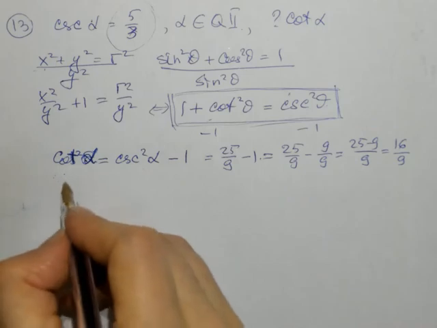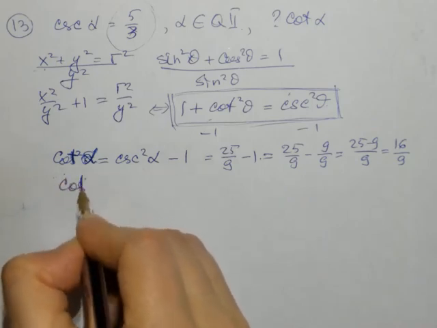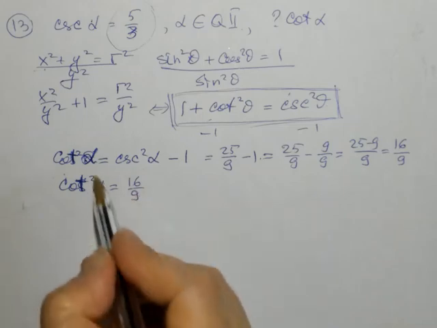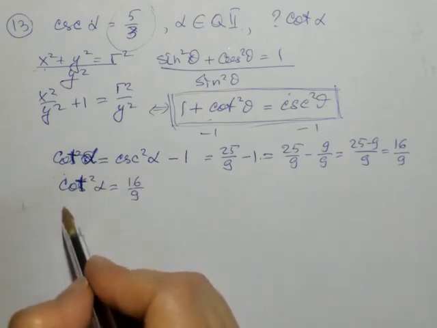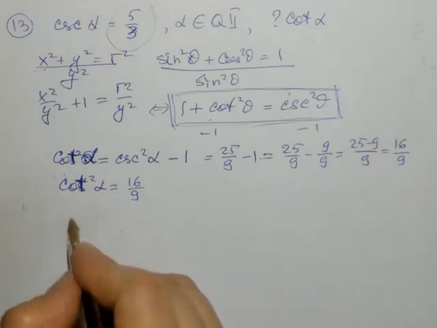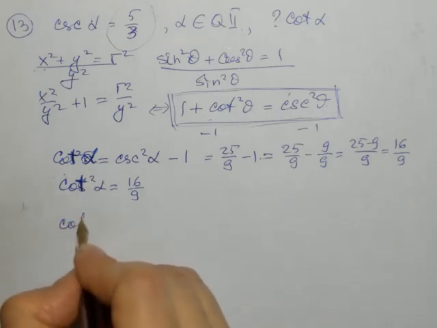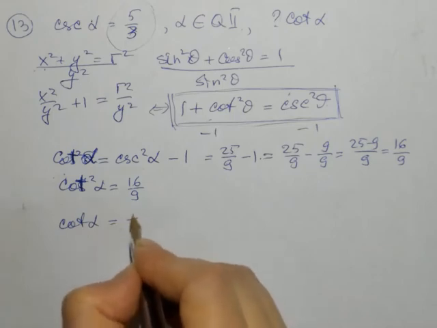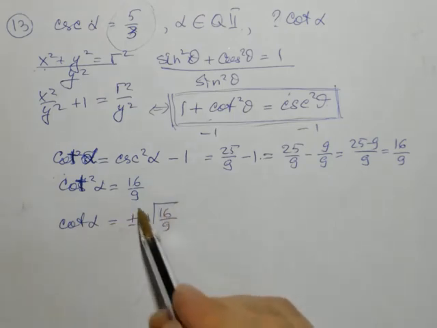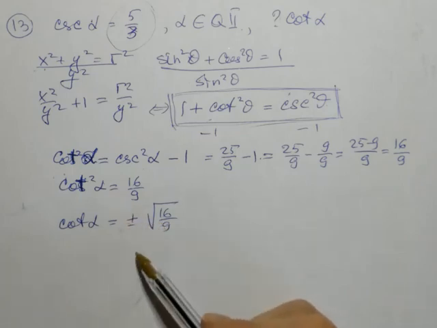So we got this cotangent squared alpha equals 16 over 9. To find cotangent, we apply the square root property. Take the square root of this equation. So cotangent alpha equals positive or negative square root of 16 over 9. So be careful, don't forget this positive or negative sign.